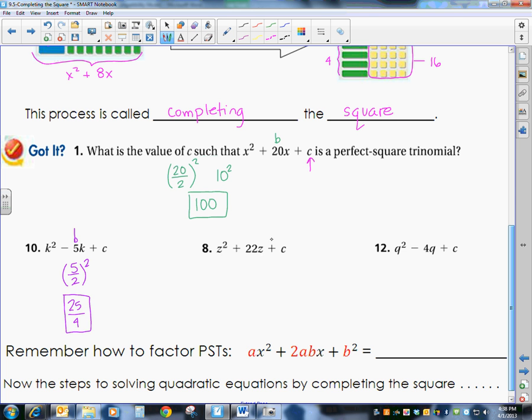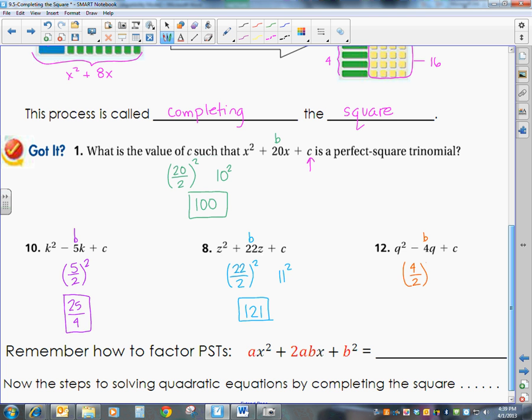z squared plus 22z plus c. Again, here's my b. My b is 22. Take it over 2 and square it. Now that does come out evenly, so it's nice to write that intermediate step of 11 squared, and 11 squared is 121. And then last but not least, we have q squared minus 4q plus c. Again, I don't have to worry about the negative, so I just take b over 2 and square it. 4 divided by 2 is 2 squared, and that, of course, is 4.